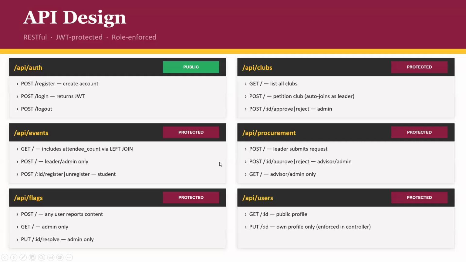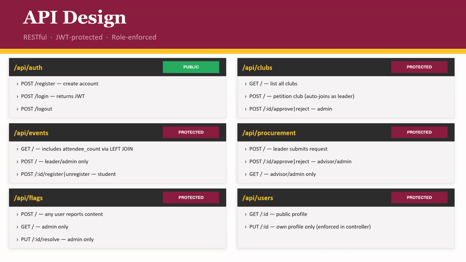And then the next thing I'm getting to is the API design that we chose for this project. The API has 6 resource groups. Authorization is public for register, login, and logout. Everything else is protected by the authentication middleware. Clubs have the most complexity for listing, petitioning, approving, joining, and member management. That is where we have most of our issues.